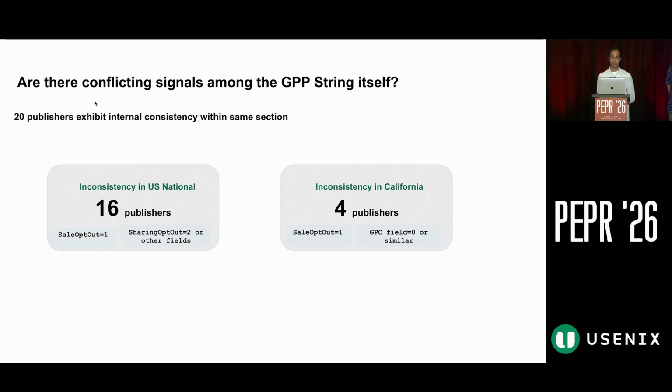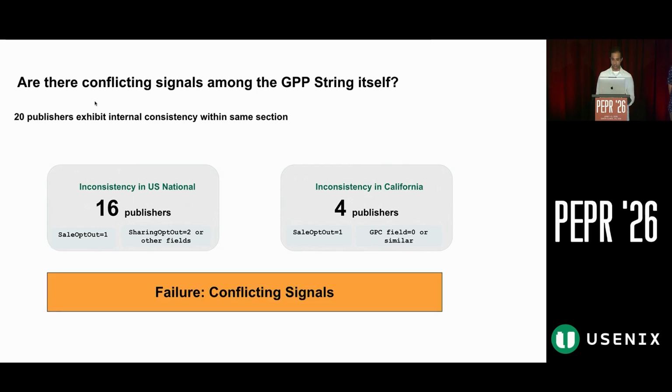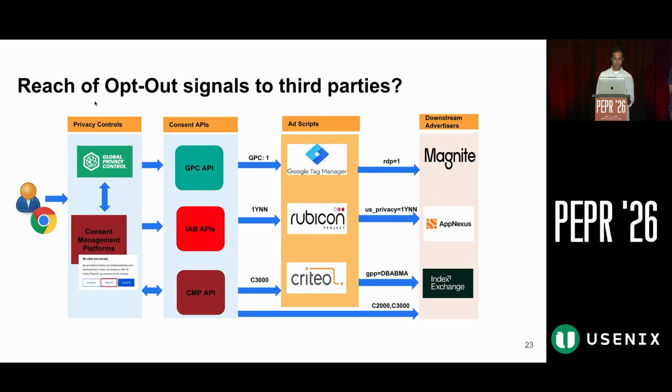So there was a little bit of confusion between these bits as well. So there are conflicting signals present on the web. And lastly, we investigated the reach of the opt-out signals to the third parties in our GPC experiment or CMP experiment. So we opted out.